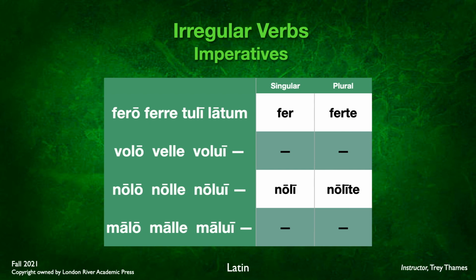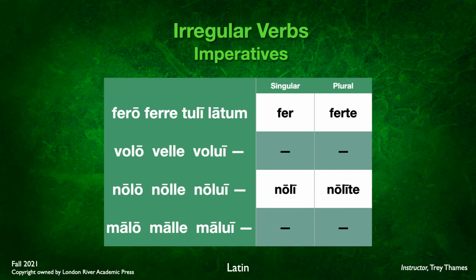Now, nolo, nolle, the imperatives noli, nolite are actually used for negative commands. They will be matched up with complementary infinitives. And so, I do not wish you, I do not want you to remain, I do not want you to eat or to run or to surrender. So you'll see this often in a negative command with a complementary infinitive.